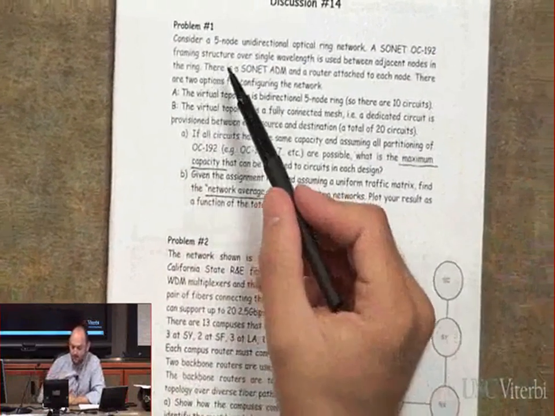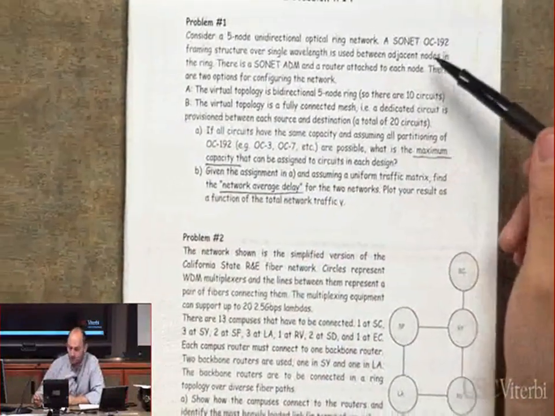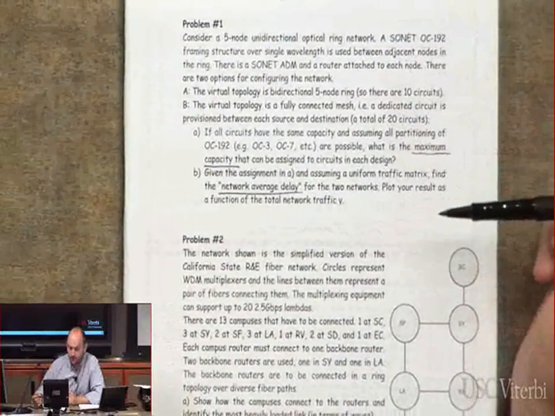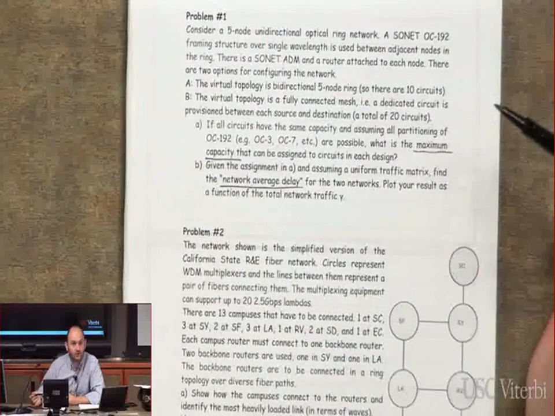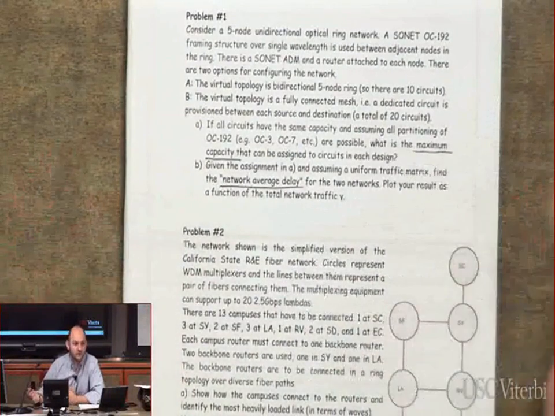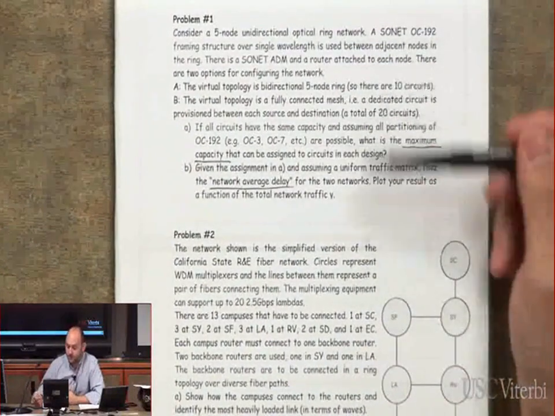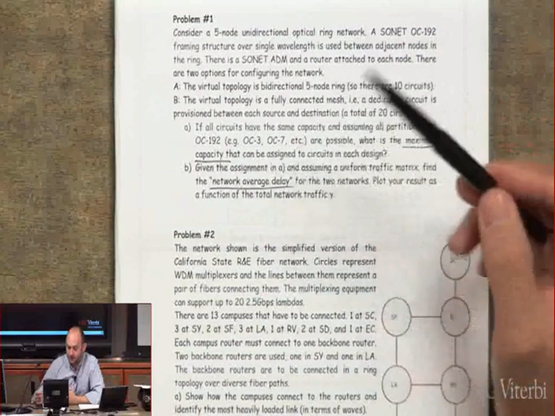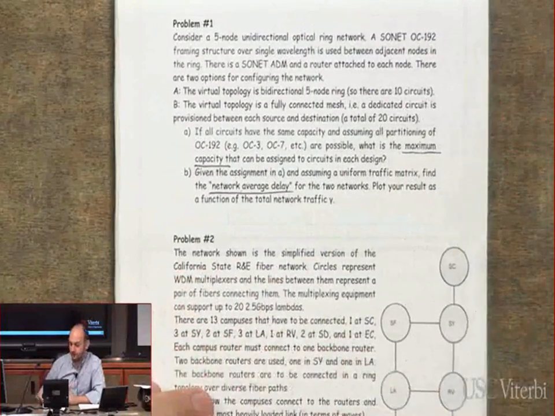So we have a 5-node unidirectional optical network ring, SONET OC192 framing structure between adjacent nodes in the ring, and we have two virtual topologies. We want to support two virtual topologies. For us, those are two different problems, right? Part A and part B. And we want to find, for both cases, maximum capacity and network average delay. That's all. All right, let's see.